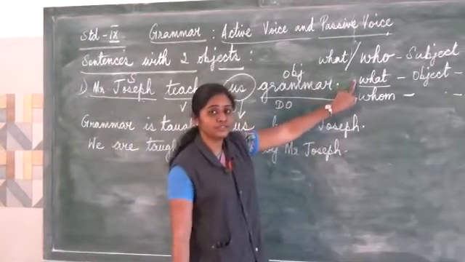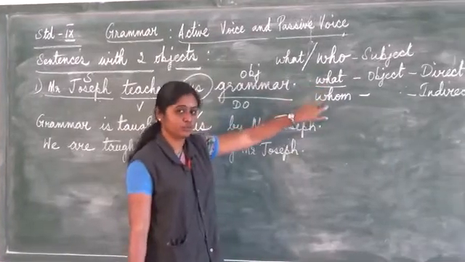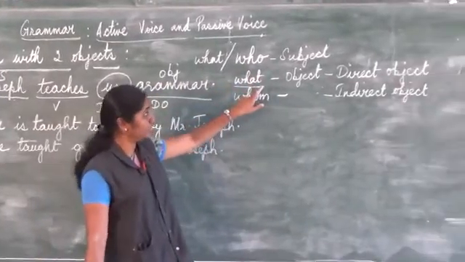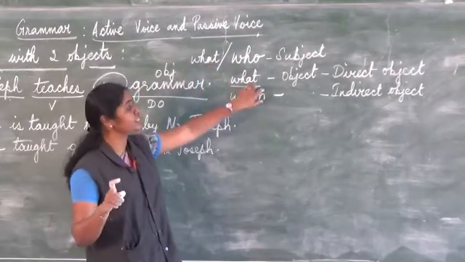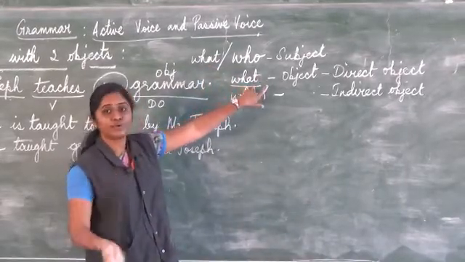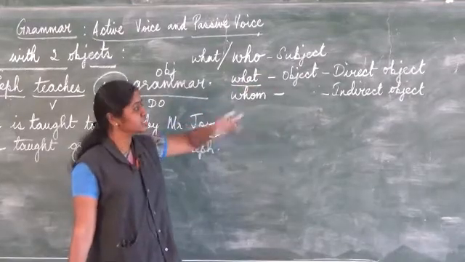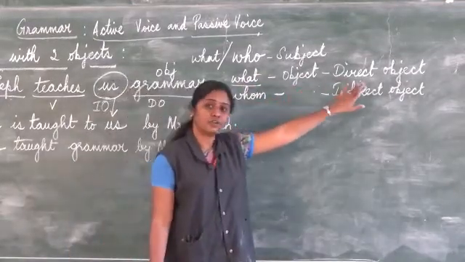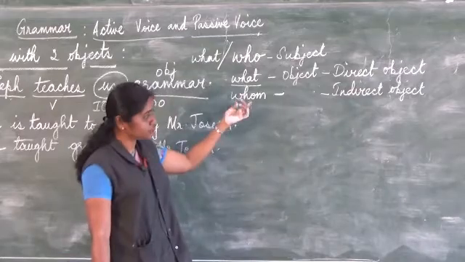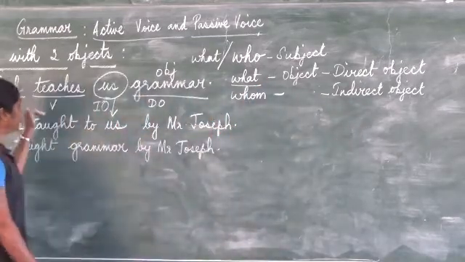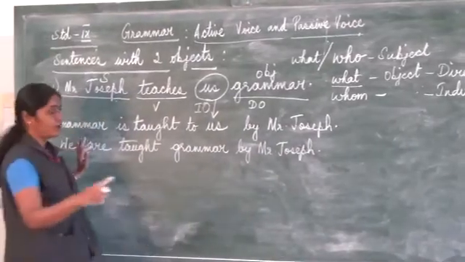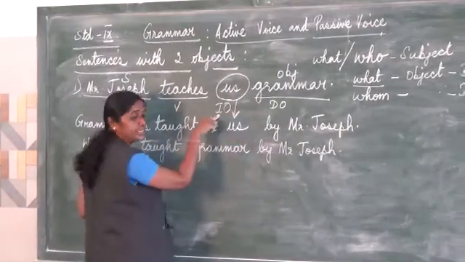So now in a given sentence, if you have two objects, the question words you can use to identify them are what and whom. If you ask the question what, either you will get a subject if it is the doer of the action, or otherwise, whatever is the answer is direct object. If you ask the question whom, the answer is indirect object. So in this sentence we have two objects, direct object and indirect object.